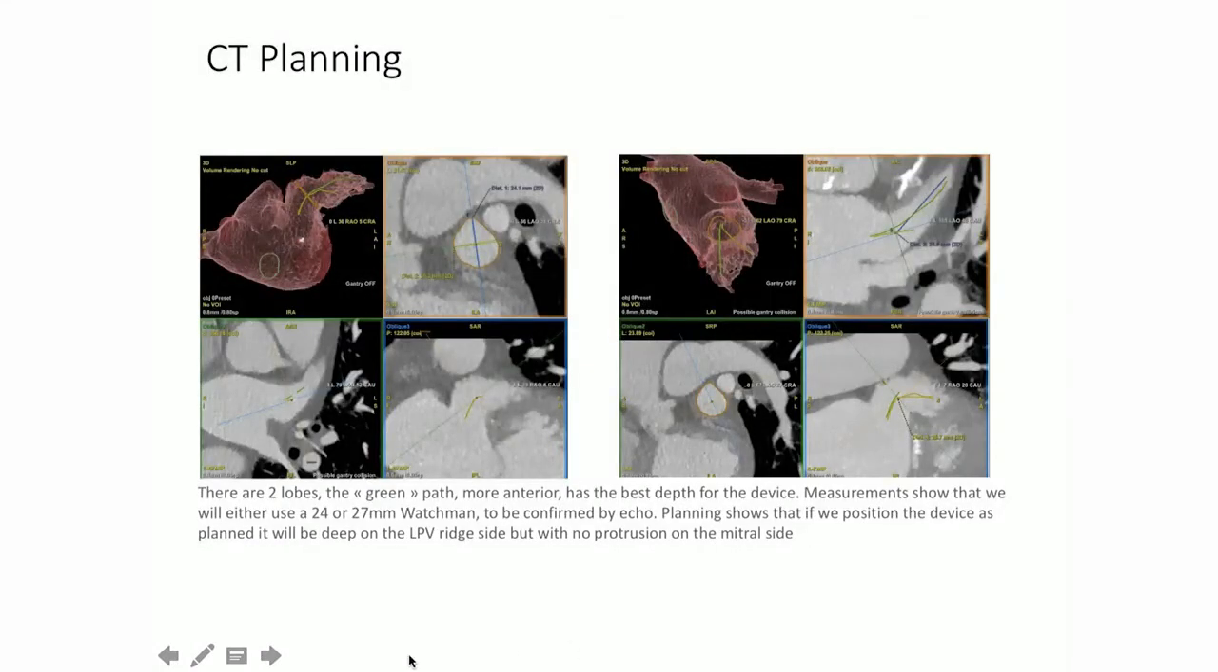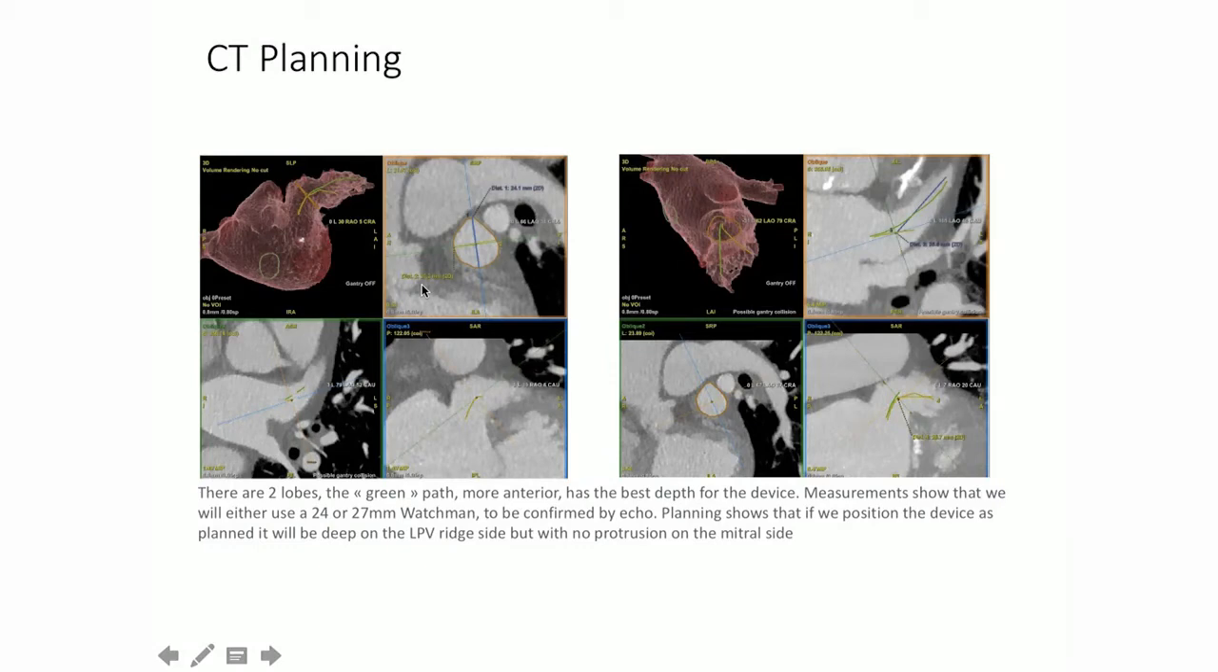Here's an example where there were two lobes in the LAA. There was a green path, as you could see here, that was a little bit more anterior. It had the best depth for the device. So this was the lobe that we were targeting for our implant. Measurements show that we would either use a 24 or a 27 millimeter Watchman. The LAA landing zone was 24 millimeters by 20 millimeters in this specific case. So this was compatible with a 24 or 27 millimeter Watchman, to be confirmed by echo.